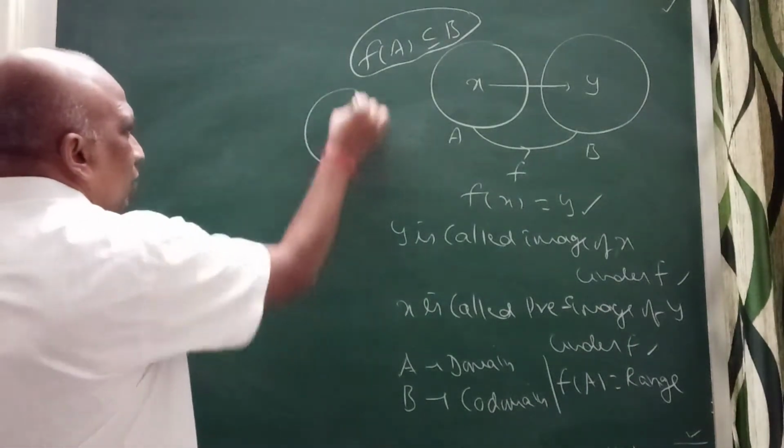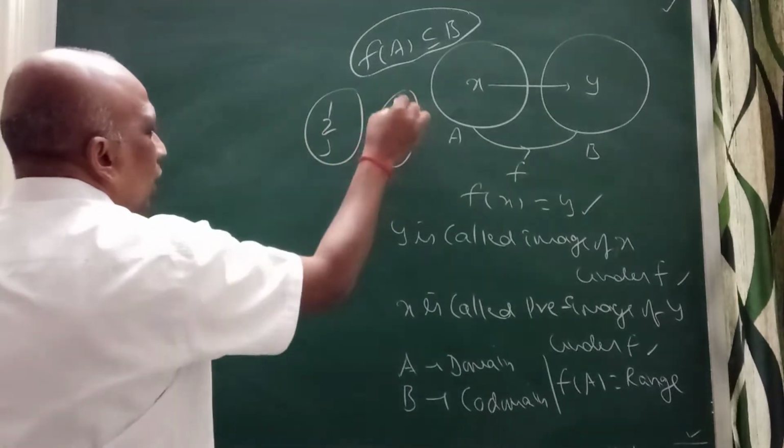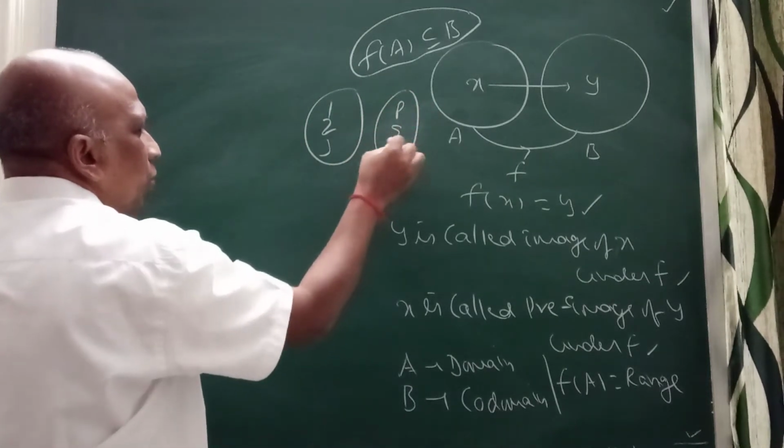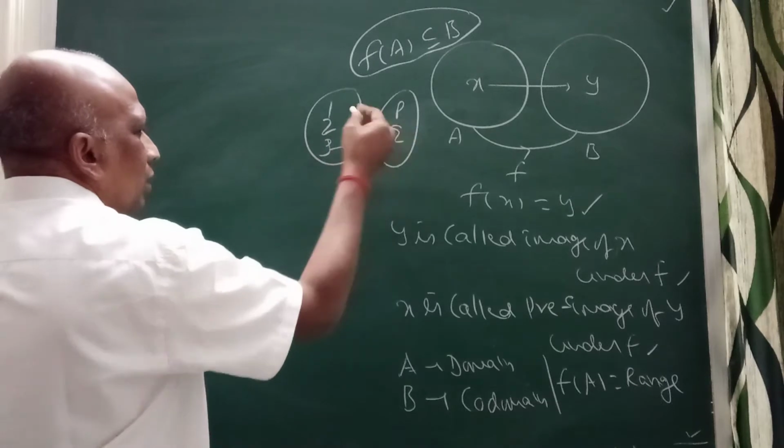But I have written like this. For example, I have written 1, 2, 3 and here some P, Q. I have written 1, 2, 3 like this.